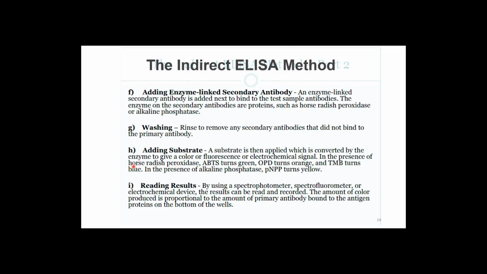So one enzyme that is popularly used is horseradish peroxidase, and it converts TMB, this is a substrate, to blue color. In case of alkaline phosphatase, PNPP is a substrate which it converts to yellow color. So these are very popular enzymes that are being used in this case, and the results can be read out using a spectrophotometer or electrochemical device. Basically, the amount of color produced is proportional to the amount of primary antibody bound to the antigen proteins on the bottoms of the wells.